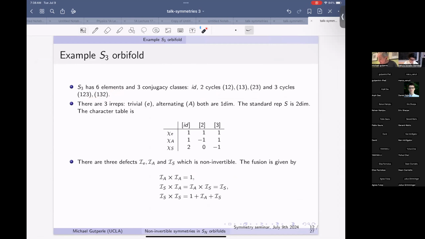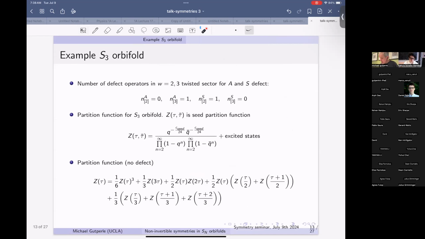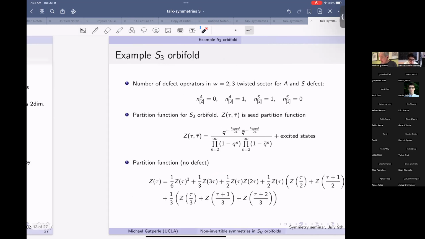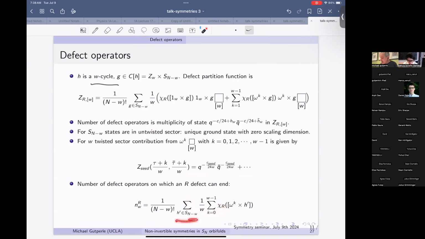And then there's again a fact of finite group theory. We have three irreducible representations: the trivial representation, the alternating representation, and the standard two-dimensional representation, and these are the characters. This is the fusion product, and then we see that indeed the defect associated with the standard representation is non-invertible.